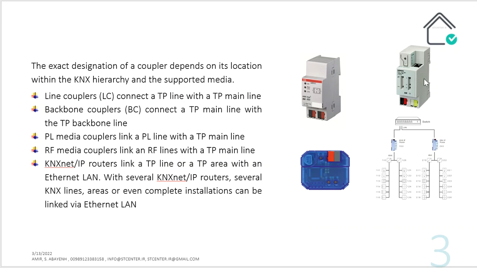Then here you can see the IP router. The KNX IP router links a TP line to a network area. We use the Ethernet cable, which you can see on the device, to connect the primary line of this IP router to the network with high speed: 10 megabit, 100 megabit, 1000 megabit, and so on. So with the IP router, you can replace a line coupler, or you can replace a backbone coupler.